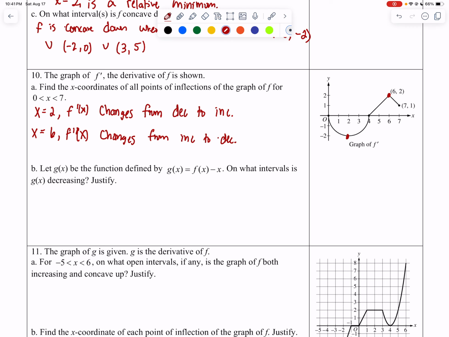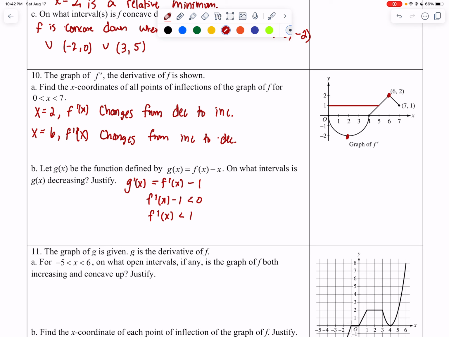Actually write it out. Part B says let g of x be defined by g of x is equal to f of x minus x. On what interval is g of x decreasing? So g of x is decreasing whenever our derivative is negative. So I have g prime of x is equal to f prime of x minus 1. So f prime of x minus 1 is less than 0, or f prime of x is less than 1. So looking at that, you'll notice that f prime of x is less than 1 here. So from 0 to 5.